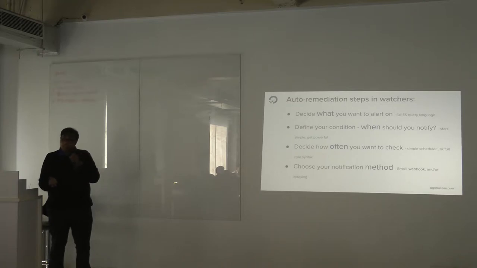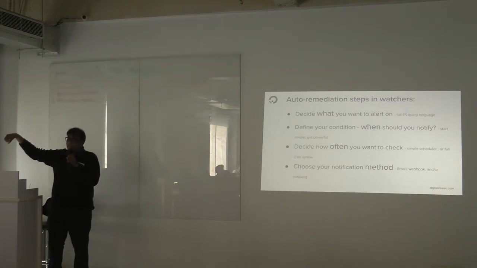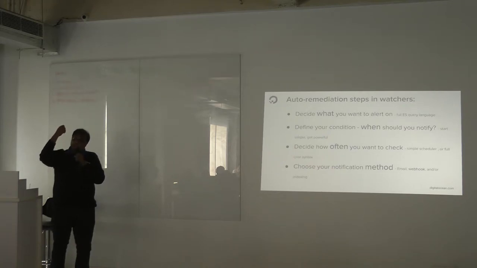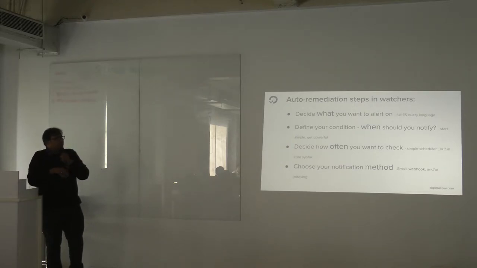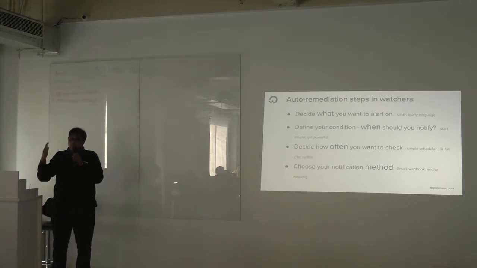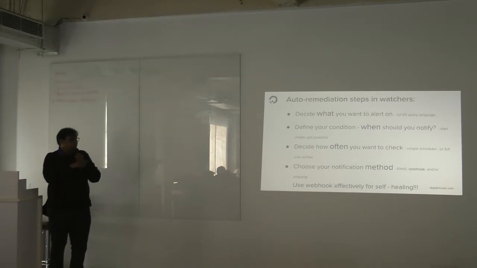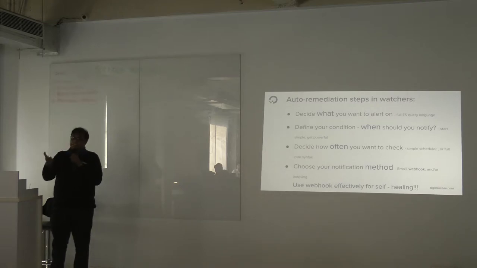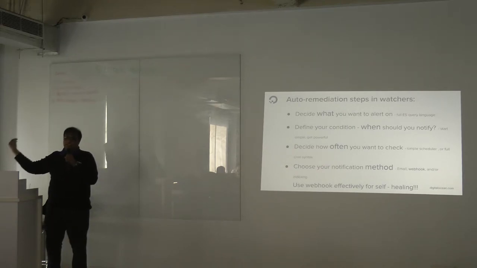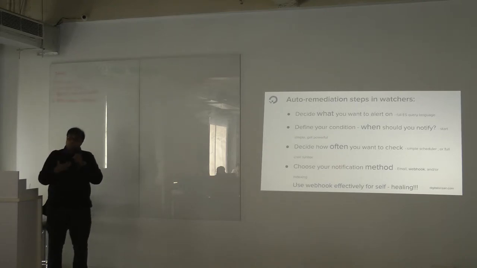and then you choose your notification method, and it could be email, it could be webhook, and also for indexing, you could index the data into an altogether different Elasticsearch index itself and build analytics of figuring out what to monitor, what to do with this data, etc. So basically, use what, when, how often, and method to build a complete auto-remediation on a watcher. And this is the most important thing about watcher when you are building a self-healing system, that is, use webhooks effectively. So the action part of it, where there is a webhook, you can call a webhook on the particular condition and then do the analysis, fix the problem and do a lot of things once you have the data.